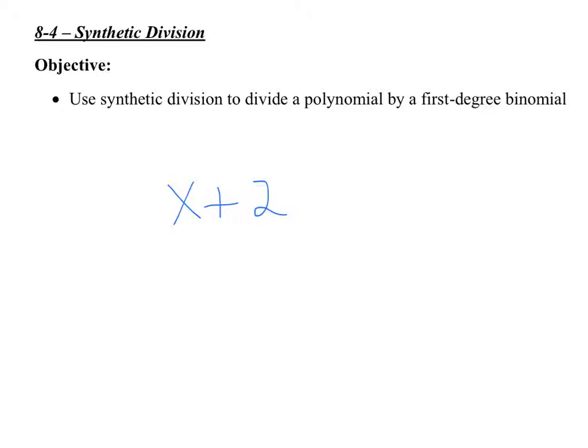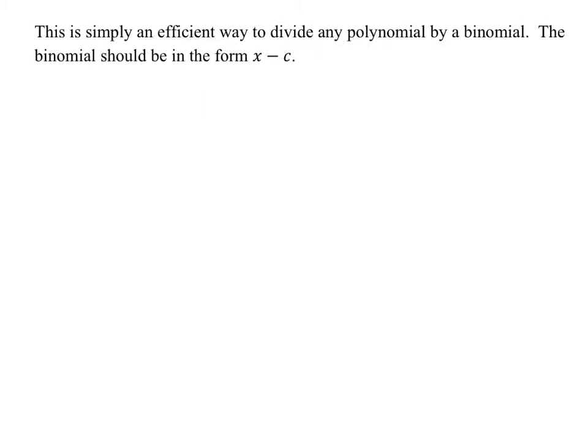Okay, first degree tells me that it's x to the first power, so I don't even have to put that up there. I know that's there. So if we're dividing by something in this form, okay? So if you're dividing by a quadratic, anything x squared, you're not going to use this. You're going to use long division if you have to. All right, so this is what we're talking about. Simply a way to divide a polynomial by a binomial.